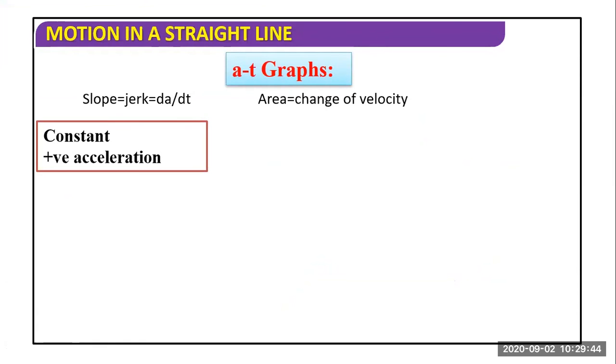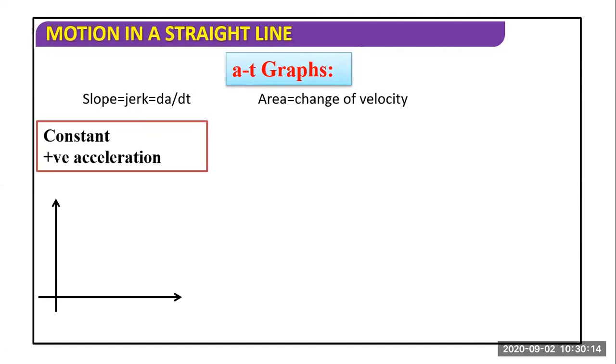So what is acceleration time graph? dA by dt. So dA by dt, the rate of change of acceleration is called jerk. And this quantity we are not going to study in detail, but you can just know the name for information. Rate of change of acceleration is called jerk. And the area of AT graph is what? That gives the change of velocity. Area of AT graph gives the change of velocity.